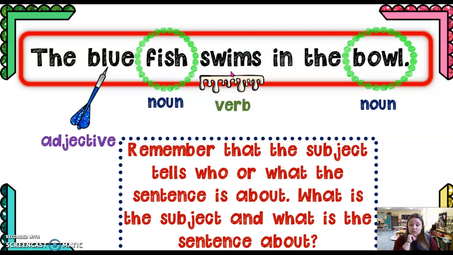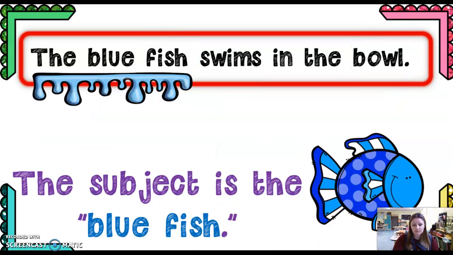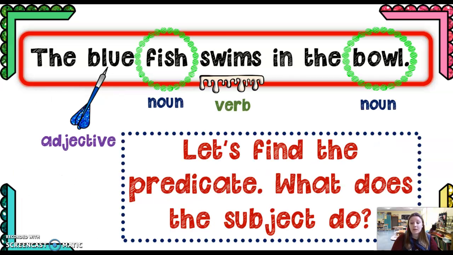Remember, my subject tells who or what the sentence is about. What is the subject? What's the sentence about? If I said, what is this sentence about? You would say, Miss Ferrier, the sentence is about the blue fish. So the subject for our sentence is the blue fish. When we look for the predicate, we ask ourselves, what is the subject doing? What is the blue fish doing? Remember also, a predicate always, always includes a verb. So it has to include swims because that's my only verb in this sentence.